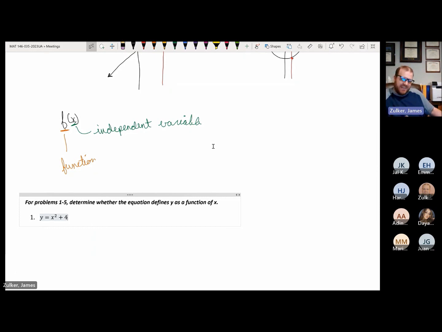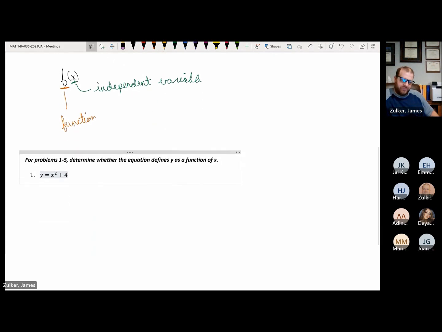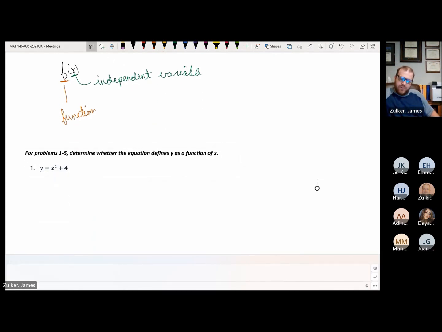Problems 1 through 5, we're going to be given a relation, an equation, and we're going to be asked to determine whether it defines y as a function of x. So remember what you have to ask yourself. For y equals x squared plus 4, for each x that you put into the equation, do you get one y value only?